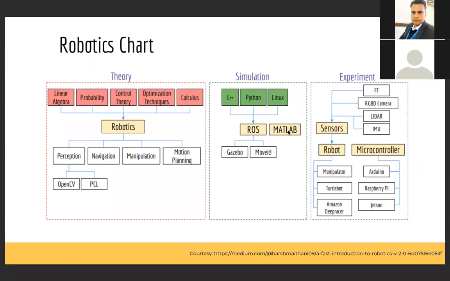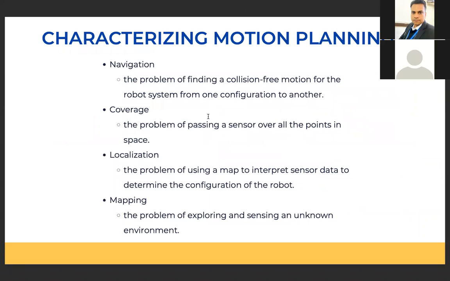So we had discussed, right? For robotics, there are several prerequisites required in linear algebra, probability, control theory, optimization, calculus, and so on. But like I said, for this lecture series, you won't be requiring any of this prerequisite. If you know, it's good, but for the sake of this lecture, you won't be needing it for the time being. And we are specifically targeting this motion planning aspect of robotics. So we had discussed last time that motion planning can be broadly characterized into four aspects.